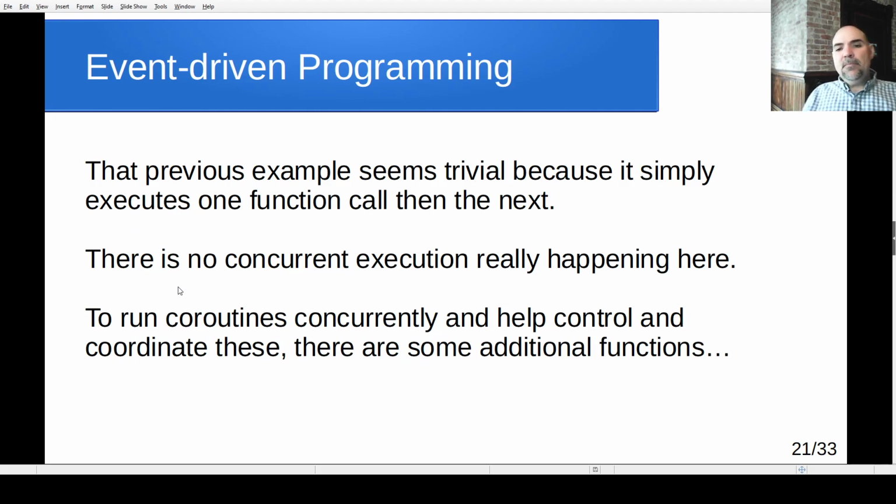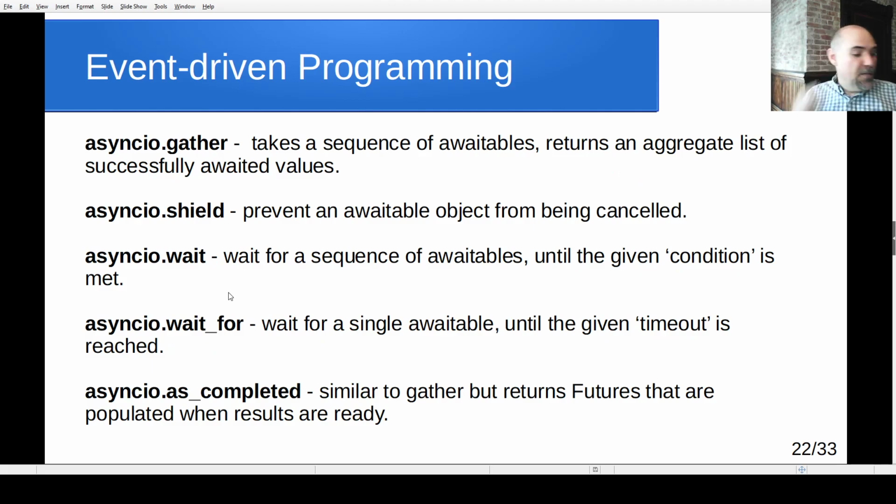Okay, that example was kind of trivial. It's only executing one function call and then the next in a sequential fashion. So there's not really any concurrency happening there. To run those coroutines concurrently, again, remember it's cooperative concurrency, we need some additional functions to do that. So let's take a look at a few of those.